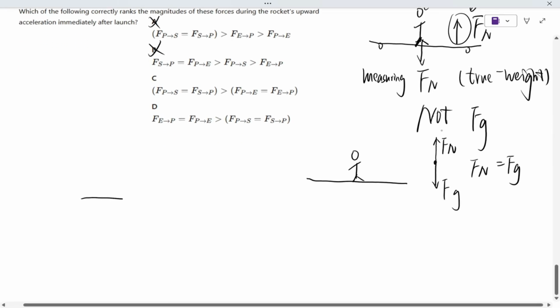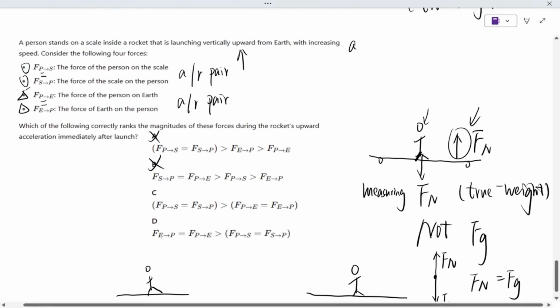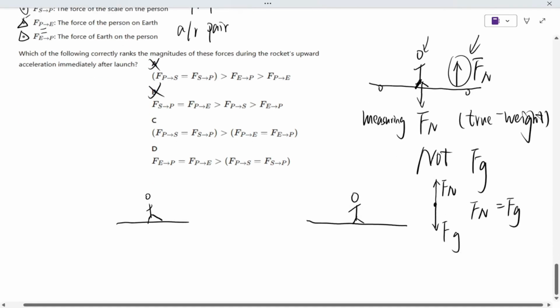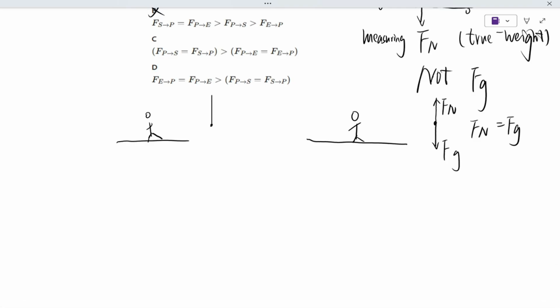However, if you're on the rocket, and you're standing on the scale, and because the rocket is launching vertically upward from the Earth, also accelerating, which means you're in the rocket, which means you're also accelerating. Let's draw a free body diagram. This is you. There's a normal force pointing upward, which is Fn. Obviously, you have a gravitational force, right? Because you're launching upwards, let's write a free body diagram.